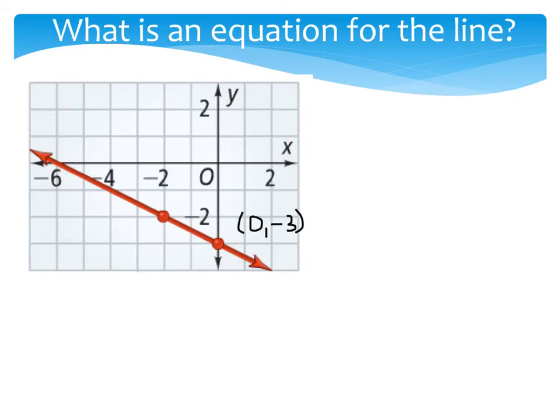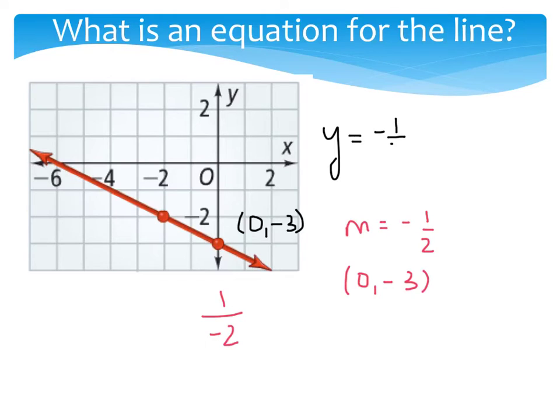So my slope here is going to be, well, I go up 1 and to the left 2. So up 1 and to the left 2. Left means a negative direction, so that's over -2. So my slope is going to be 1 over -2. So my slope is -1/2, and my y-intercept is (0, -3). So the equation here is going to be y equals, and then I put my slope, -1/2, x plus b. Now b is -3.